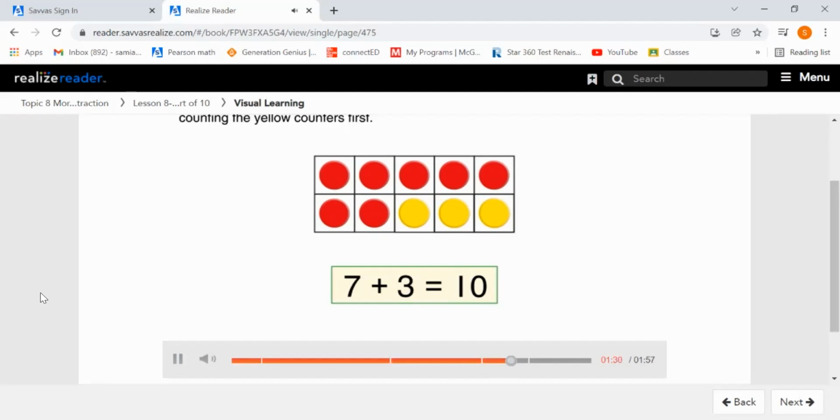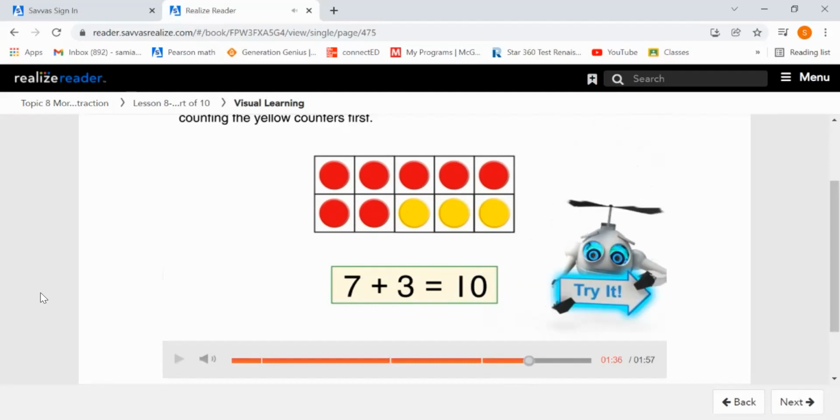Is there another equation you could write to show the answer? Think about counting the yellow counters first. Okay, let's try it.